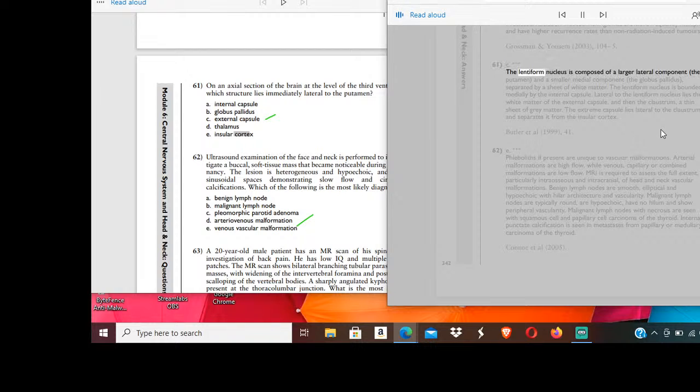Answer: C. The lentiform nucleus is composed of a larger lateral component, the putamen, and a smaller medial component, the globus pallidus, separated by a sheet of white matter. The lentiform nucleus is bounded medially by the internal capsule. Lateral to the lentiform nucleus lies the white matter of the external capsule, and then the claustrum, a thin sheet of gray matter. The extreme capsule lies lateral to the claustrum and separates it from the insular cortex. Butler et al.